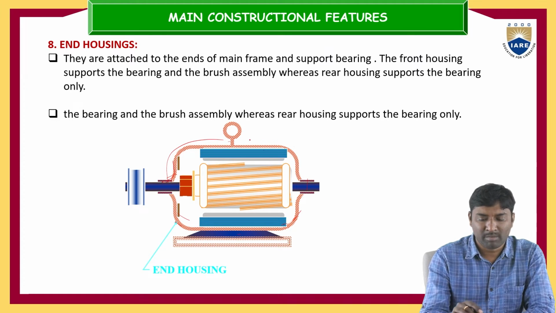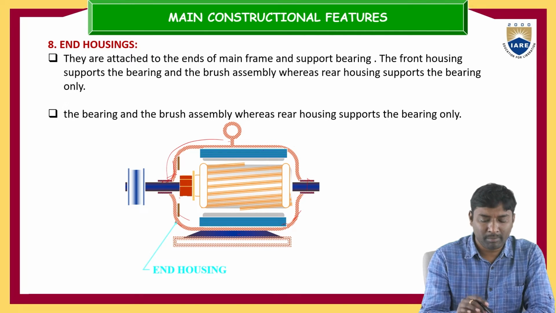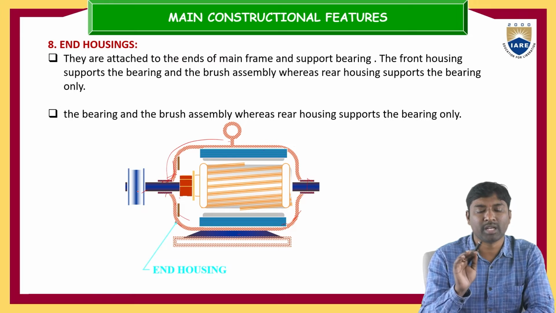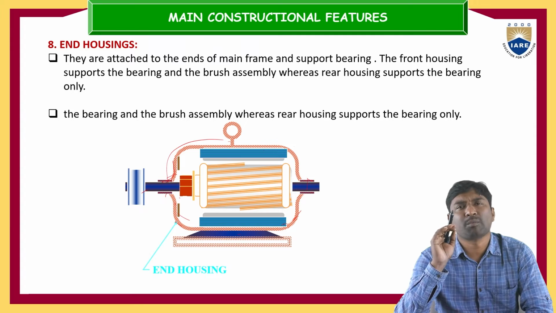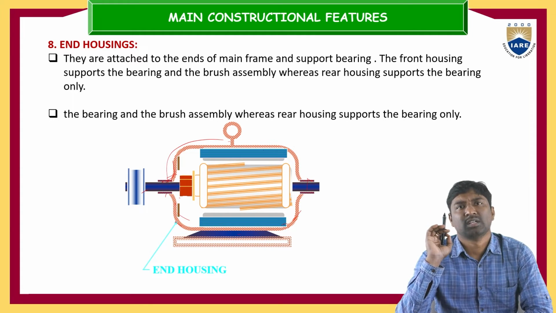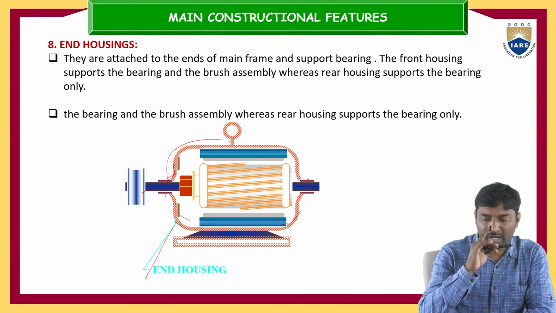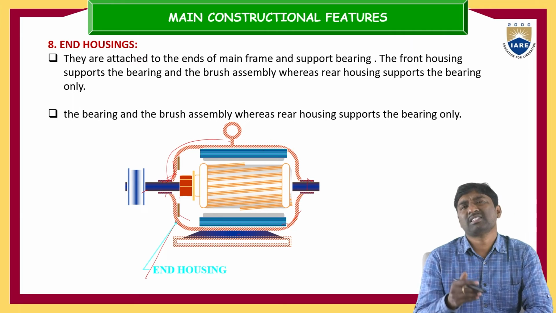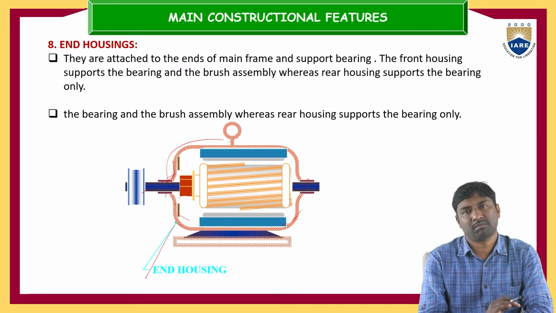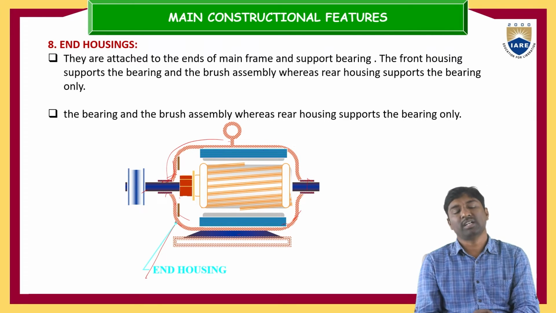This is the front brush assembly, whereas the rear housing supports only the bearing. This is the end housing having the rear housing and front housing. The front housing supports the bearings and the brush assembly, whereas the rear housing supports only the bearings. So this is the construction of the DC machines.